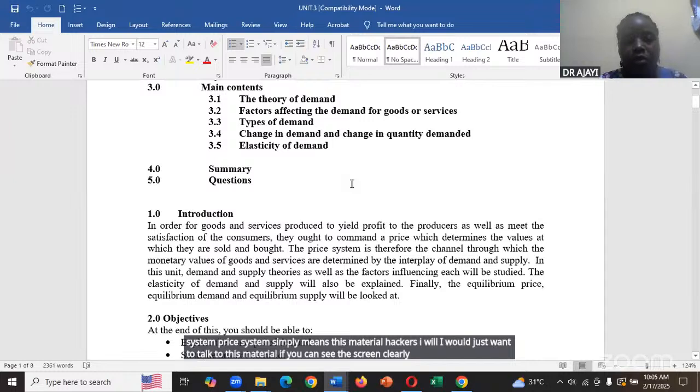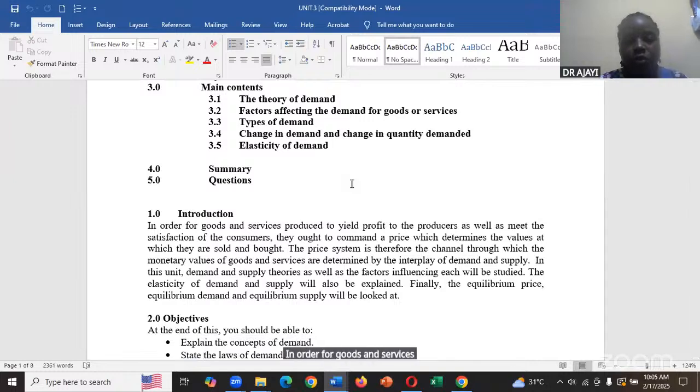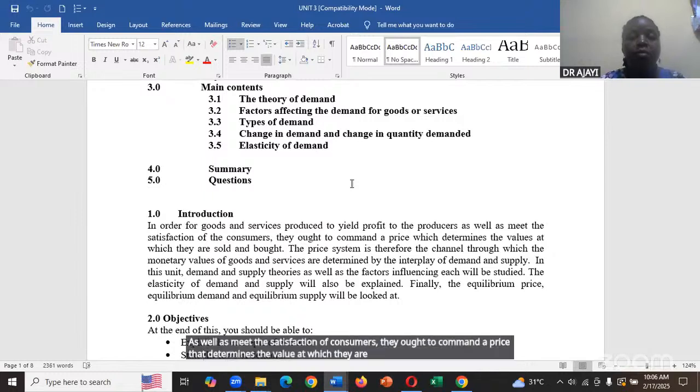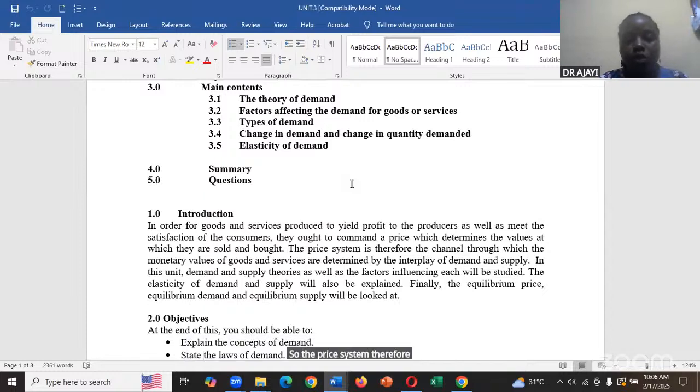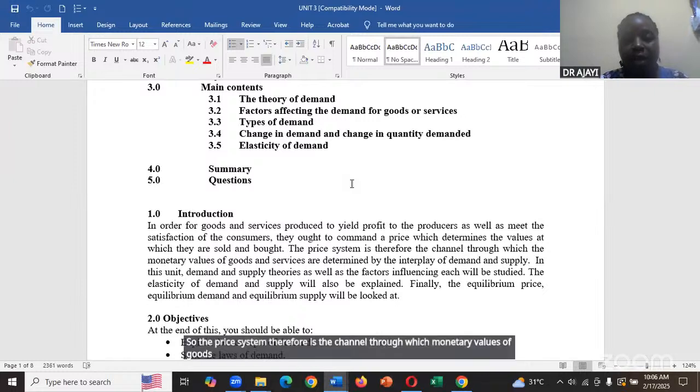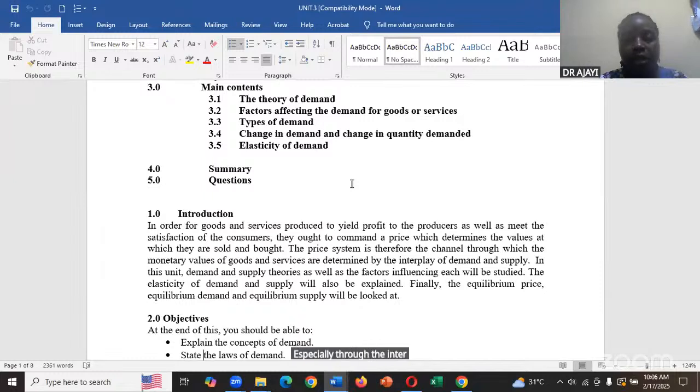In order for goods and services produced to yield profit to the producers, as well as meet the satisfaction of consumers, they ought to command a price that determines the value at which they are sold and bought. So the price system, therefore, is the channel through which monetary values of goods and services are determined, especially through the interplay of demand and supply.